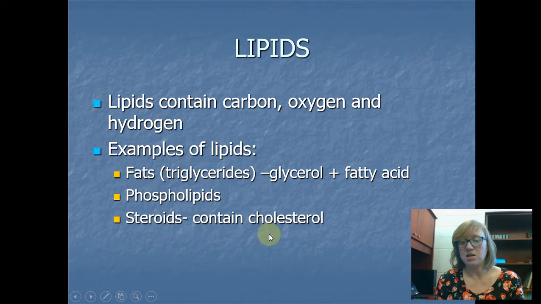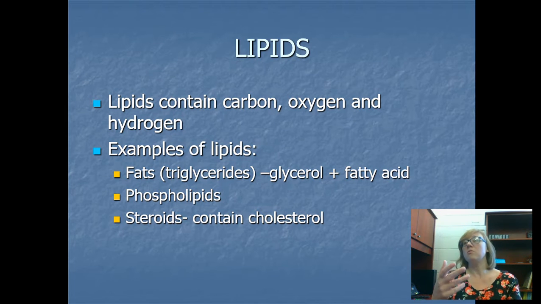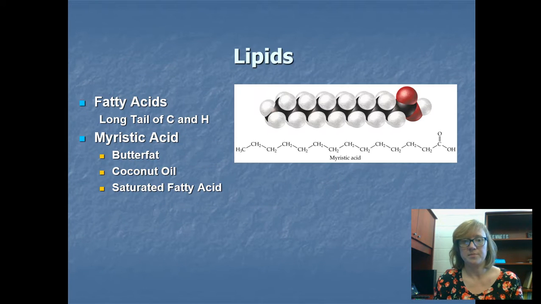And we can also have steroids, like the actual steroids, and some like cholesterol form the base of many of the hormones that are in our body.